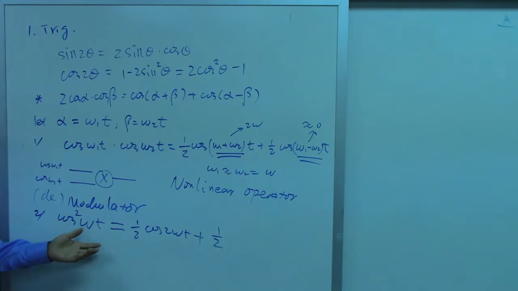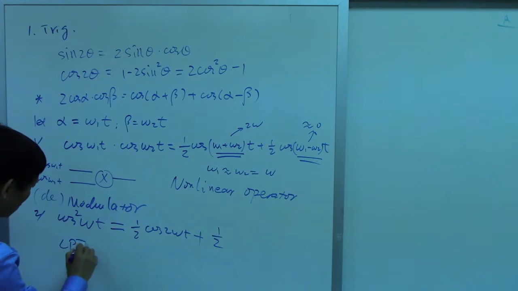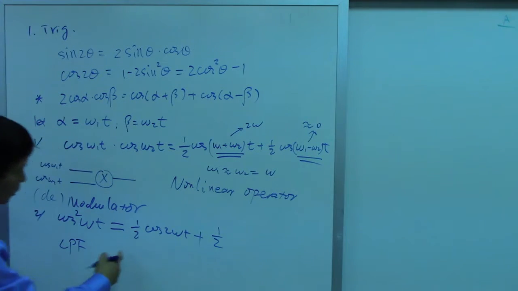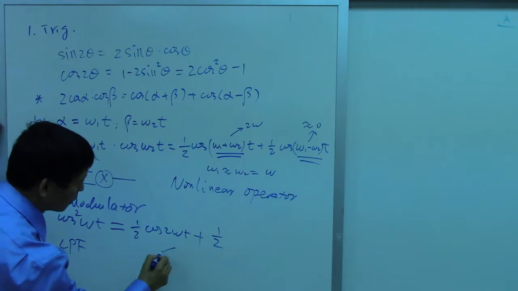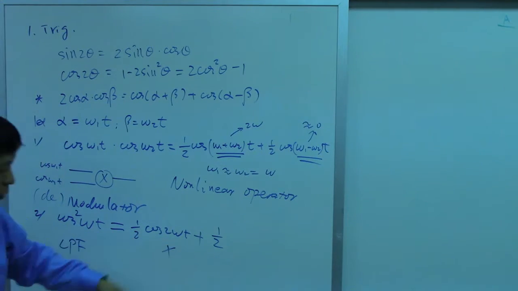If we use a low pass filter, this part after the output will be gone because this is a high frequency. What we have is only this part.